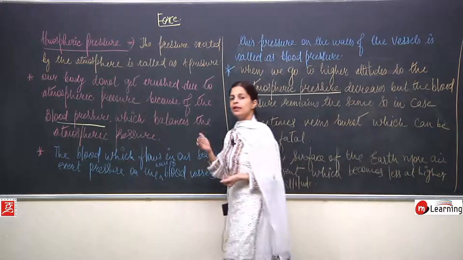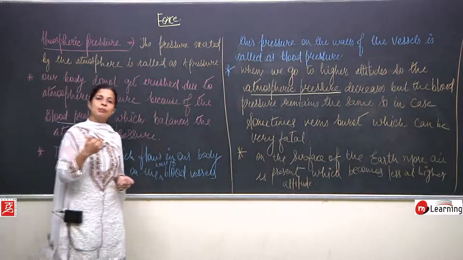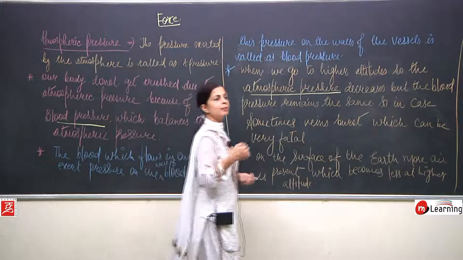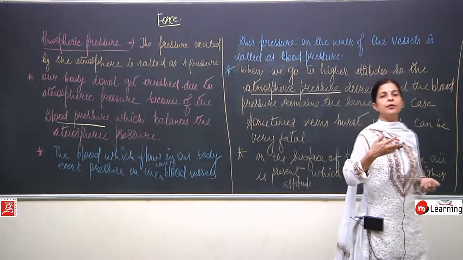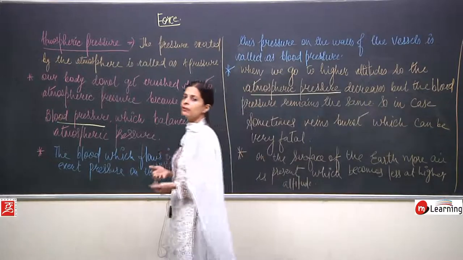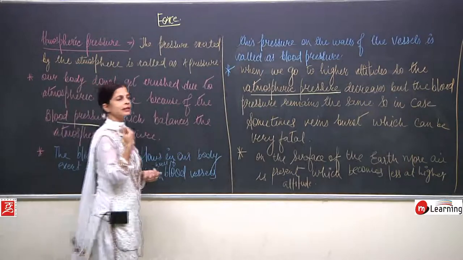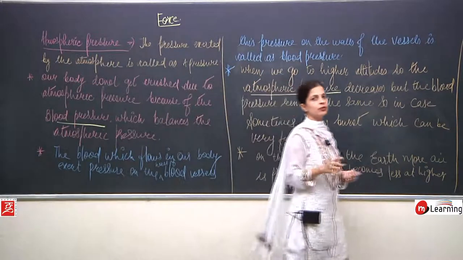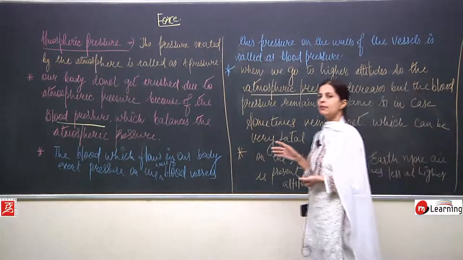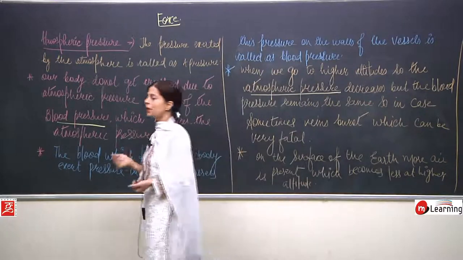Now what will happen when the atmospheric pressure, which was balanced by blood pressure, is not there? Blood pressure is still the same, but atmospheric pressure is not there. So blood pressure will exert more pressure on the blood vessels, because now there is no force which can balance it, and thus the vessels burst and the blood comes out of the body. So this was about atmospheric pressure. These are the first few examples, and I'll be taking more examples, but this is just a general discussion about atmospheric pressure. Now we'll continue.